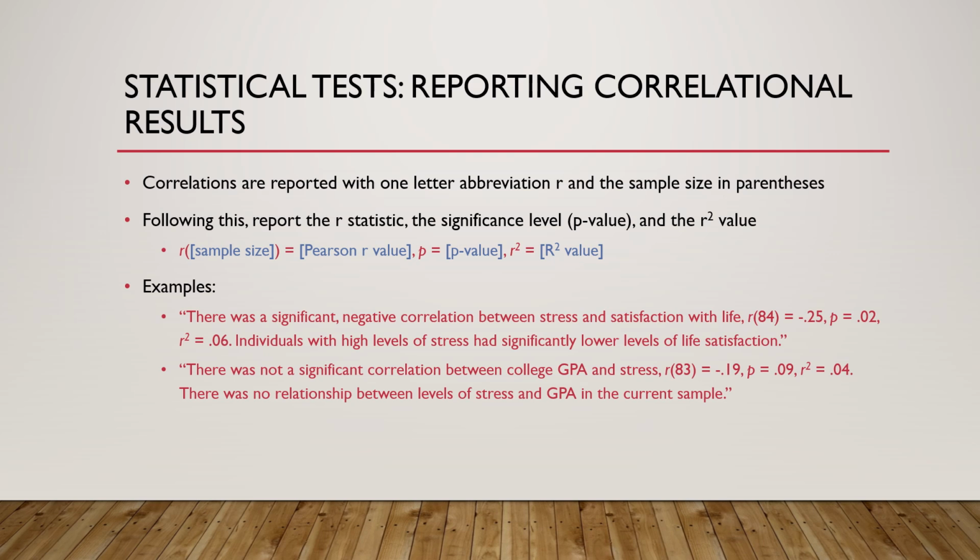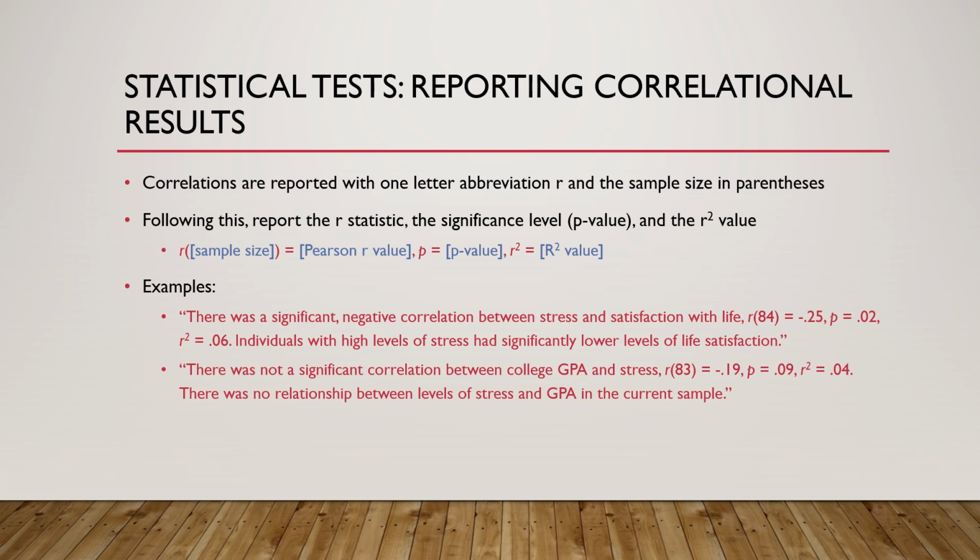So as examples, you might find that a study was looking at the difference between stress and satisfaction. So they say there was a significant negative correlation between stress and life satisfaction, where r of 84 participants equals negative 0.25. That is a negative correlation there. The p equals 0.02 and the r squared equals 0.06. And then they provide an interpretation: individuals with high levels of stress had significantly lower levels of life satisfaction. Good, there you go, that's it.